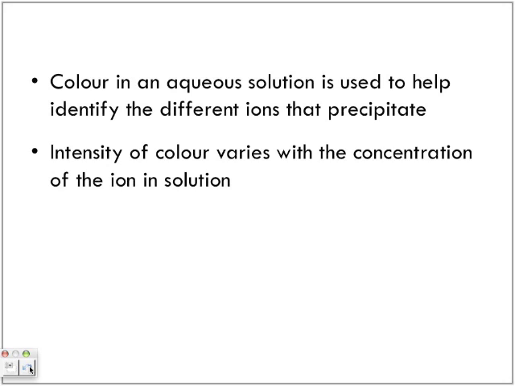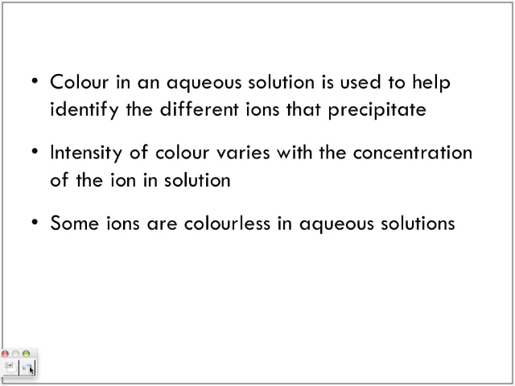Now, intensity of color varies with the concentration of the ion in solution. We talked about concentration and how mixtures can have variable composition. The more solute you put in, the more that has to be dissolved. And of course, we talked about dissolving and solubility, and how temperature and size all play a role in how much of a solute actually does dissolve in solution.